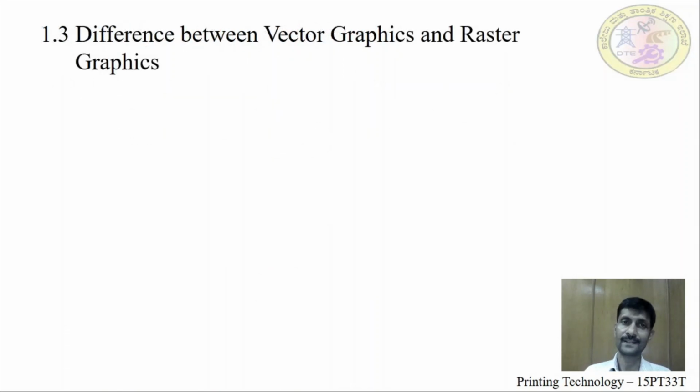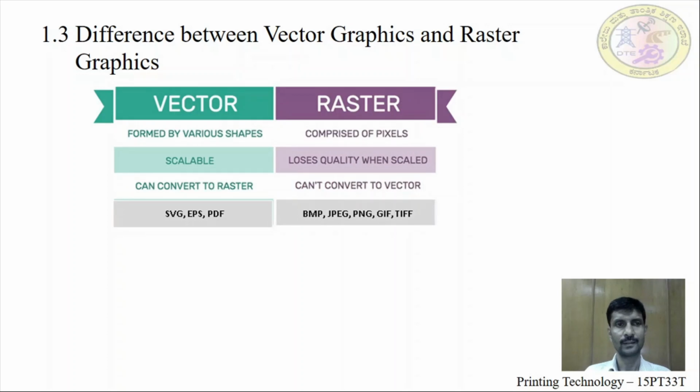Now we will see the difference between vector graphics and raster graphics. Already we have discussed it. So how do we write the difference between vector graphics and raster graphics? Let us see. Vector graphics are made up of lines and drawings, which is nothing but various shapes. The raster-based are made up of dots, which is nothing but compressed pixels. Vector graphics can be scaled to any size or any extent. Raster graphics cannot be enlarged after the limit. If you scale it, it loses its quality.